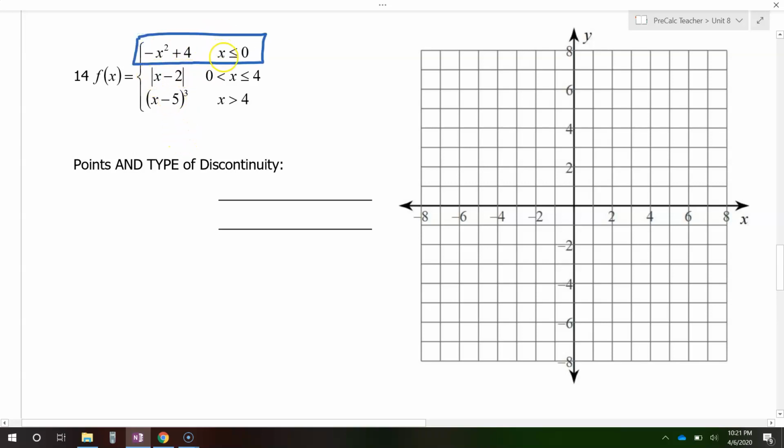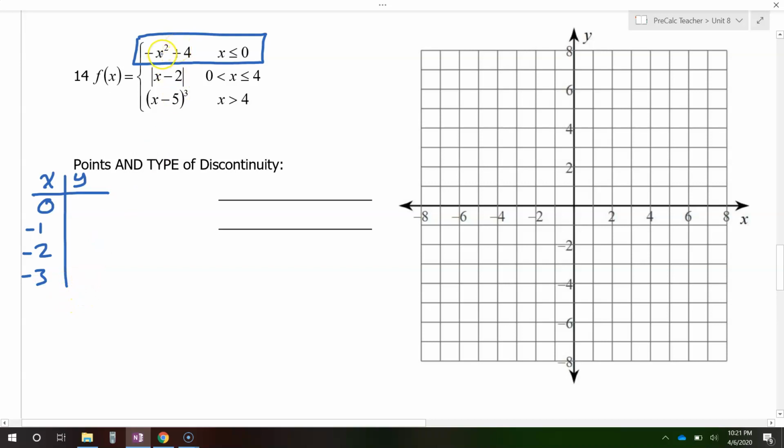For this piece, the domain is that the x values have to be less than or equal to 0. So let's take that information and use it as we make our table of values. Less than or equal to 0, so that means that we will start with 0 because of the equal to 0 part. And we will go less, so 0 and -1, -2, -3. Let's see how that goes.